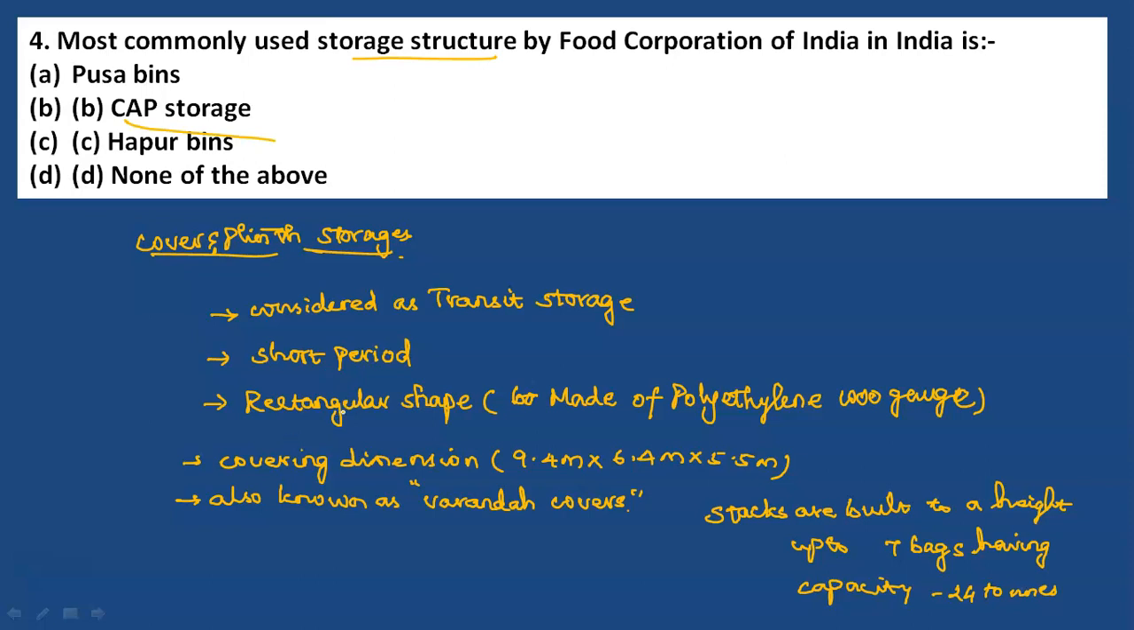This cover and plinth storage is rectangular in shape, made of polyethylene of 1000 gauge, which is most important, and the covering dimension varies from 9.4 meter by 6.4 meter by 5.5 meter. These stacks are built to a height of up to 7 bags, having a capacity of 24 tons. The plinth is from the bottom and the cover is from the top. So option B is the correct answer.